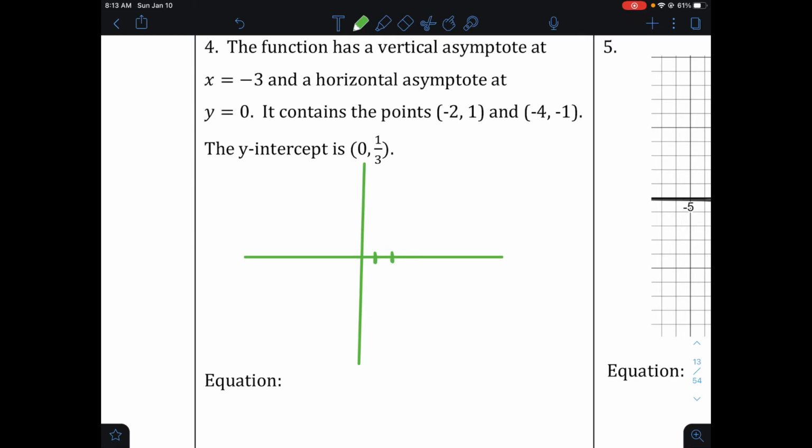And we'll go 1, 2, 3, 4, 5, 6 on each axis. All right. Not perfect, but it'll do.